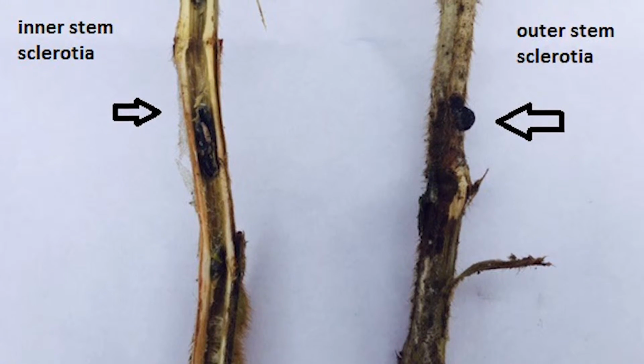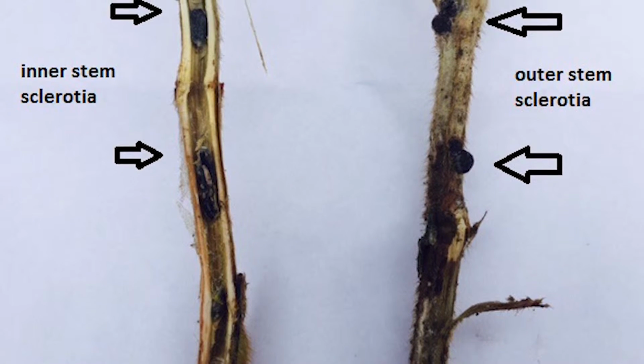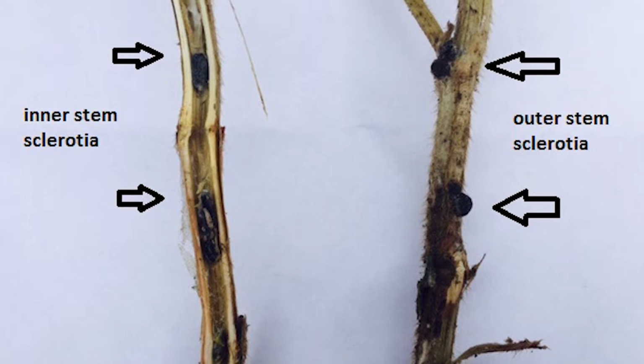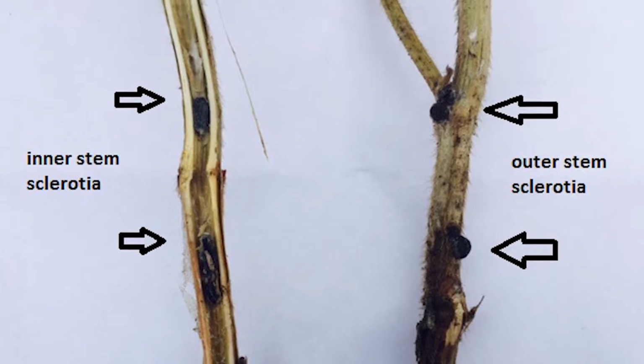Later, it develops black sclerotia both outside and inside the stem, as shown here. These sclerotia are discharged with the chaff at combining and will germinate when conditions are right in future years.